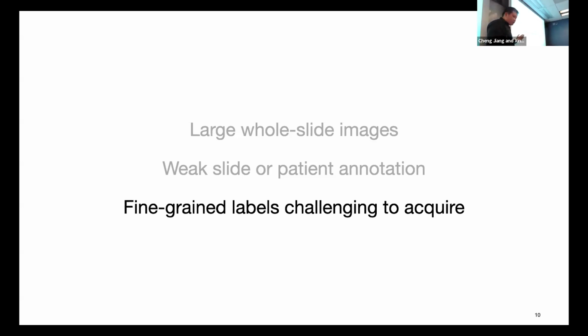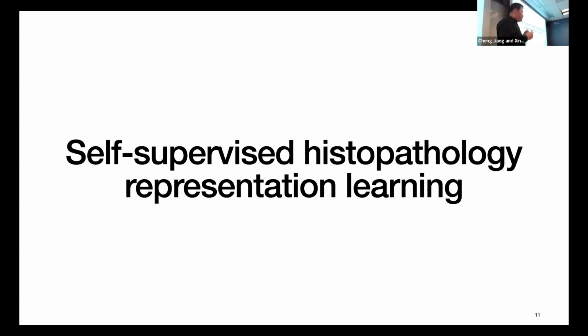Because of these challenges, there is a need for self-supervised representation learning methods for histopathology data. Here, self-supervised means that we want to learn good representations without actually utilizing the labels that we have for the patients. We'll use these labels to evaluate how the model is doing, but when we are training these models, we don't want to use any of these labels, because we know we don't have a lot of labels. They're not very good, or they're very sparse.